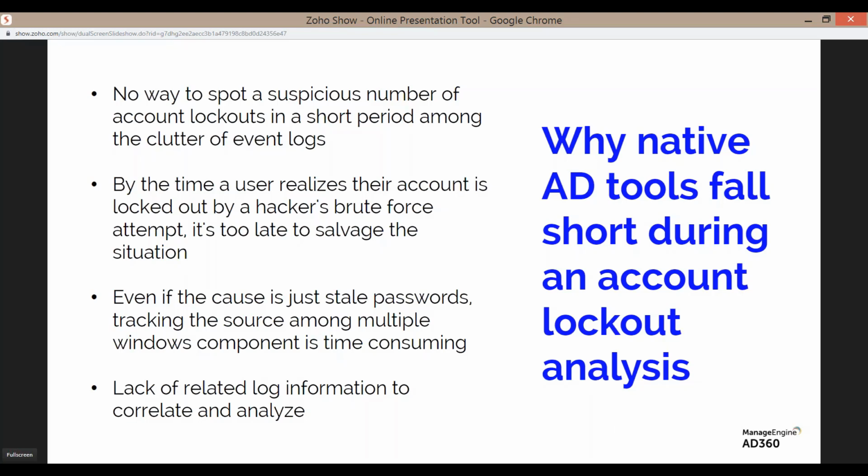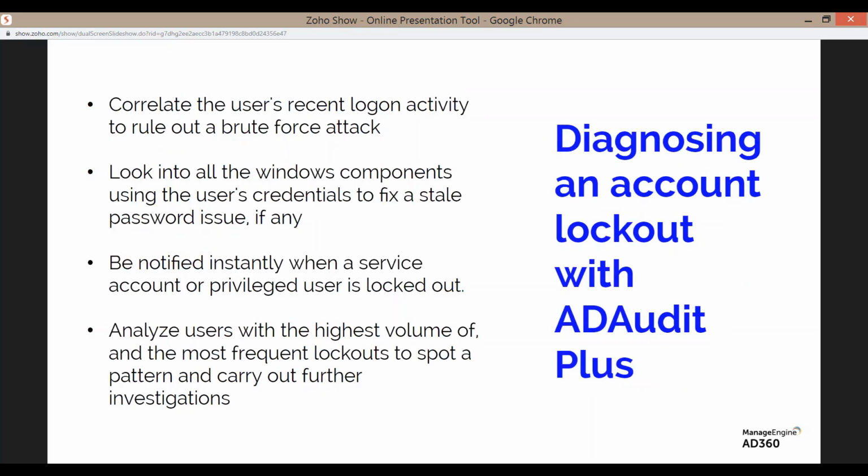So you would be able to diagnose the reason behind an account lockout and correlate multiple activities. It could be an activity like a logon failure. You would be able to demarcate whether it was a brute force attack or a user who just forgot their password. You would at the same time be able to look into multiple Windows components, and if there's a stale password, you'd be able to fix it. The most important thing again is to be notified on time, because when it comes to account lockouts, the most important thing is the service level agreement, or the speed at which you resolve the issue, which makes a lot of sense. You would not want downtime for a critical user or a critical account.